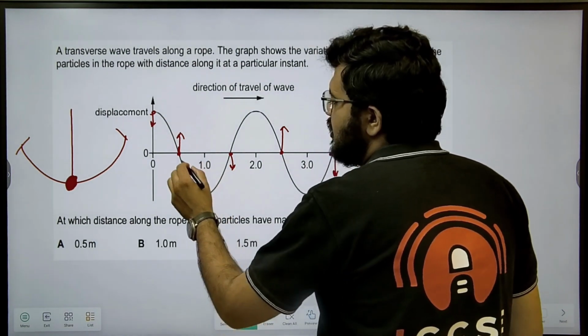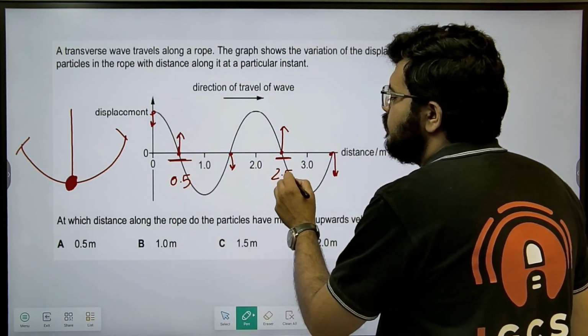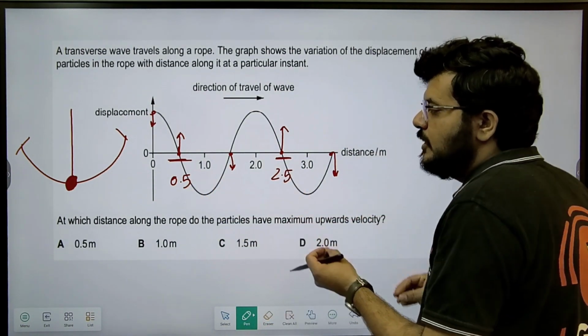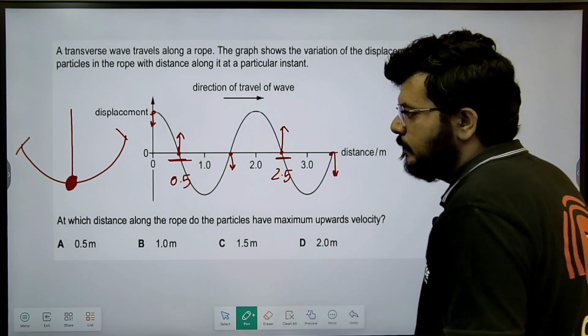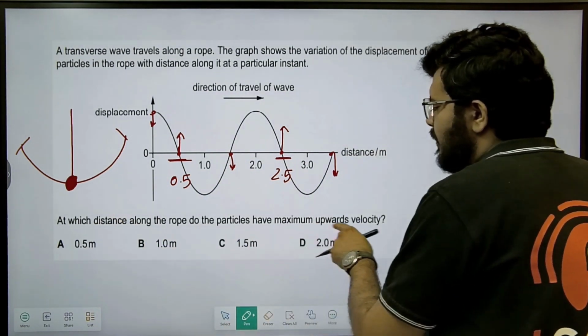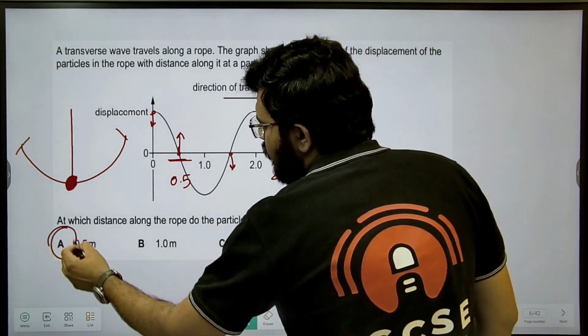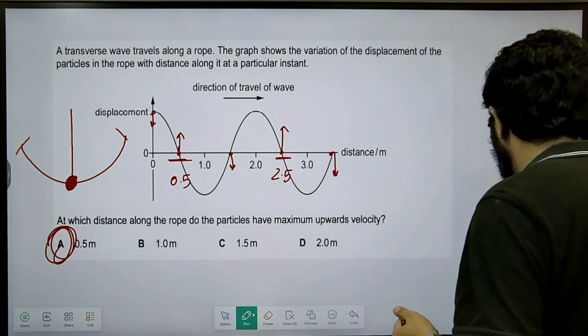So which points are traveling upwards? 0.5. The other point traveling upwards is 2.5, because this is a wave, both of them travel at equal velocity upwards, and that is the maximum velocity the particle can have at this point. At what distance along the rope do the particles have maximum upward velocity? 0.5 and 2.5. You have 0.5. I think there is no 2.5, so that is your answer.